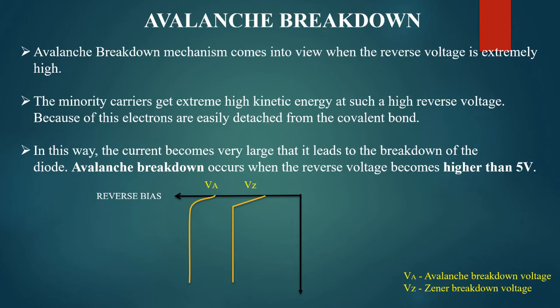Here you can see the characteristics of the currents in the Zener breakdown and avalanche breakdown. The current in the Zener breakdown sharply increases in the reverse quadrant, and the current in the avalanche breakdown gradually increases in the reverse quadrant.